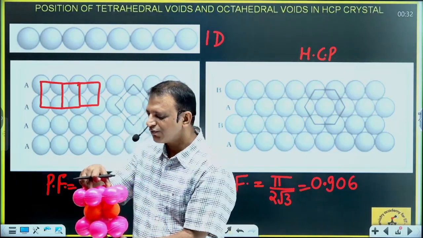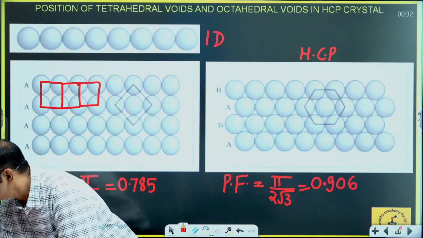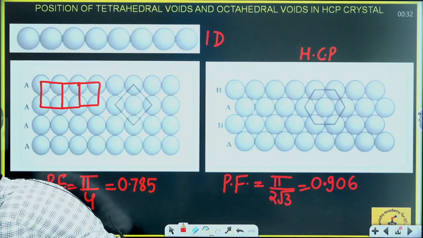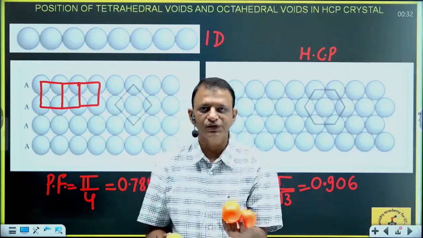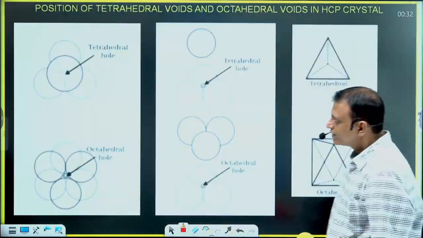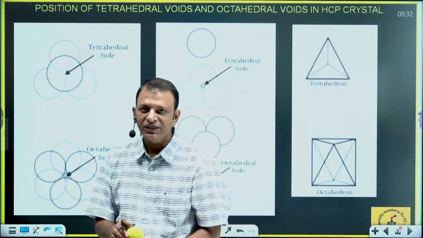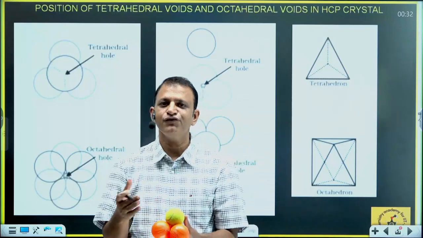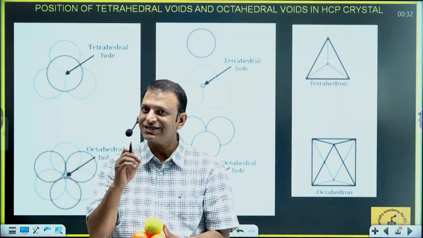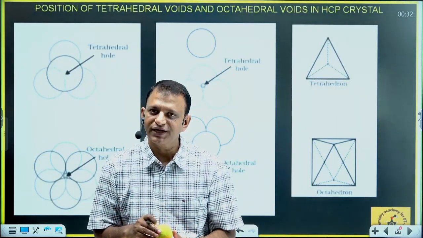Now we have to study the position of tetrahedral void and octahedral void in the HCP crystal. So first we have to understand what a tetrahedral void is. A tetrahedral void is a vacant space which is equidistant from 4 atoms, and if we combine those atoms, there is a formation of a regular tetrahedron.